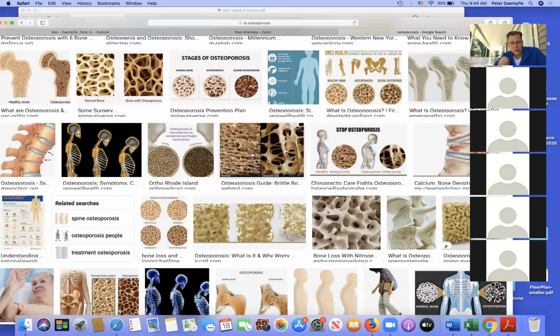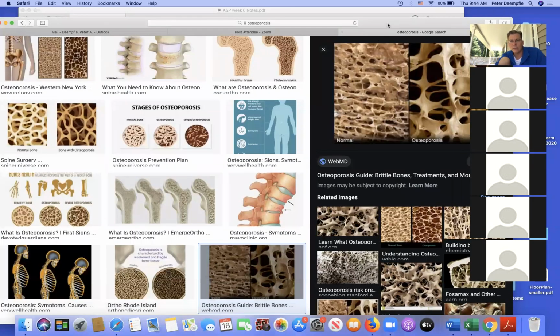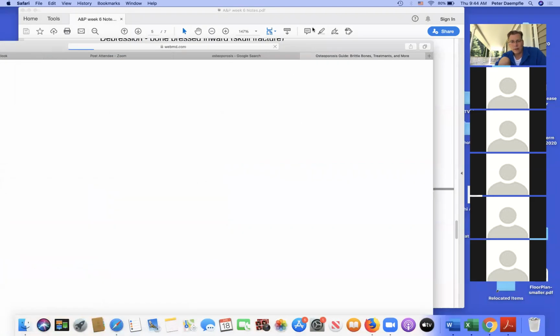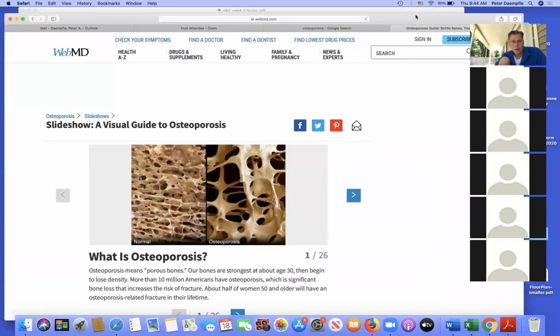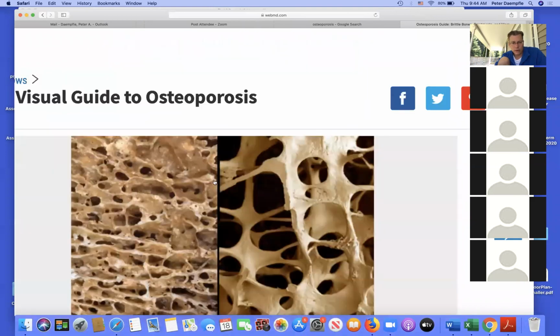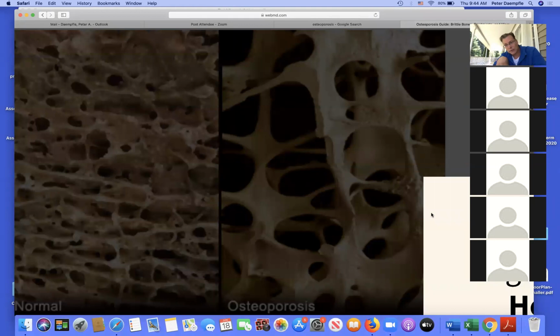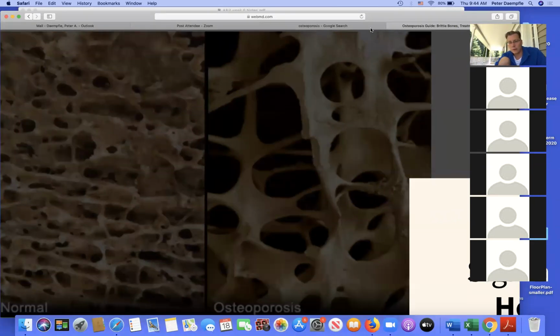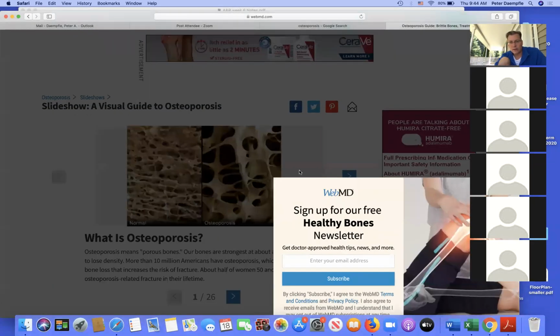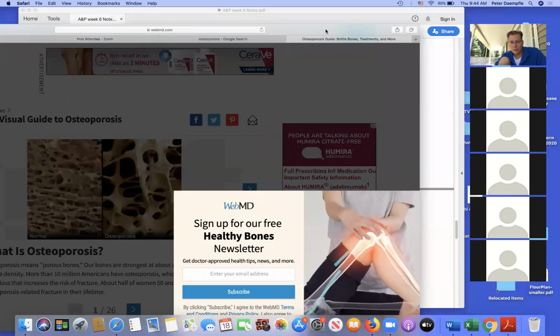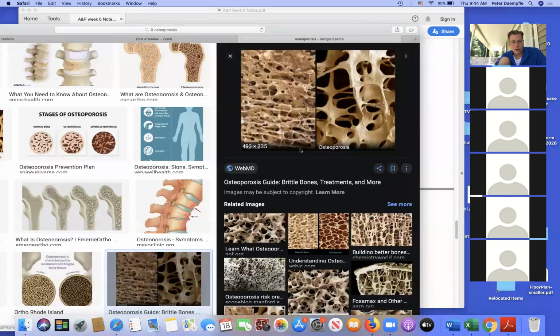I like this one. Look at the difference between the two bones on each side, right? This is a normal bone. Whoops. What's going on here? Advertisements. WebMD. All right, forget it. We'll just go here.